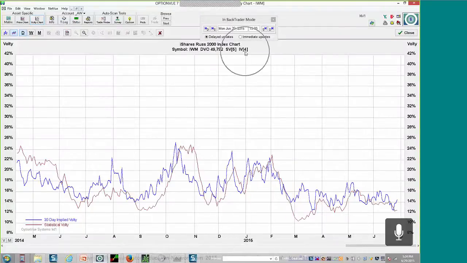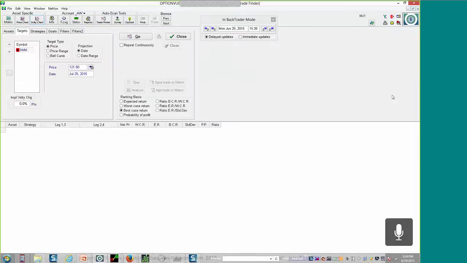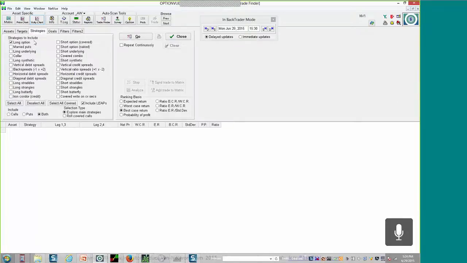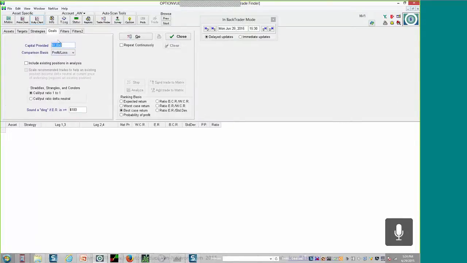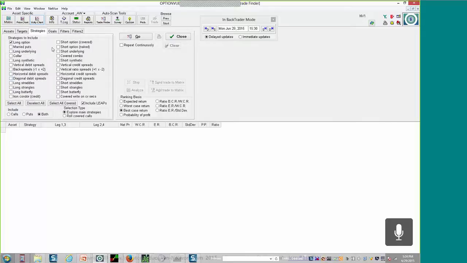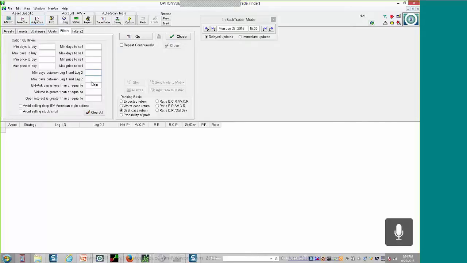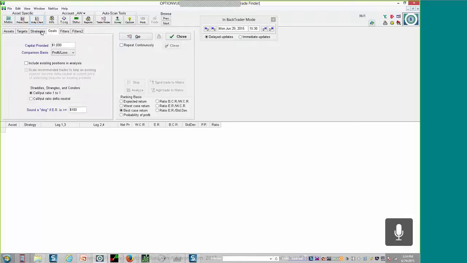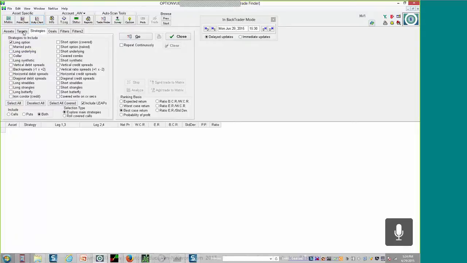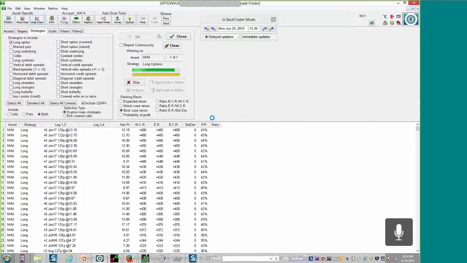Implied volatility is still relatively low, right? Options are still cheap. So let's go ahead and we'll use a simple $1,000 as a goal. We'll keep it simple. And let's just see what the 121.50 gives us. So as a best case return, got a 43% gain, $480 with $1,000 at risk.